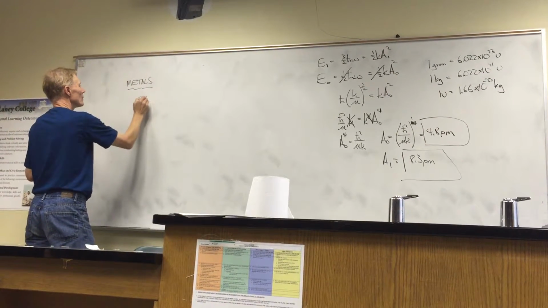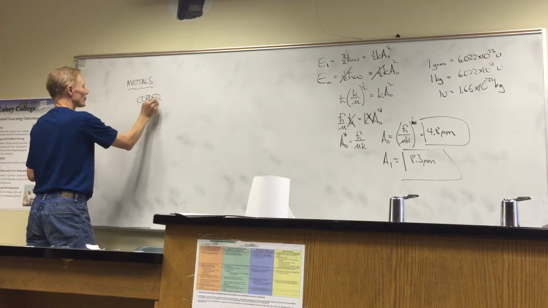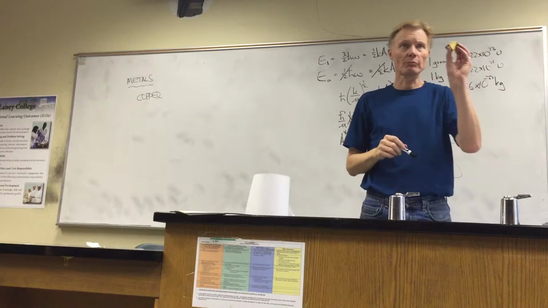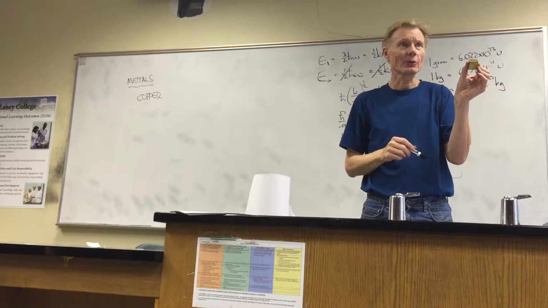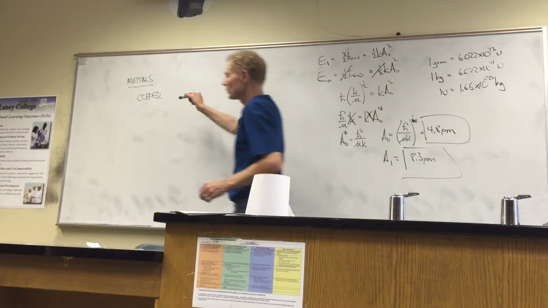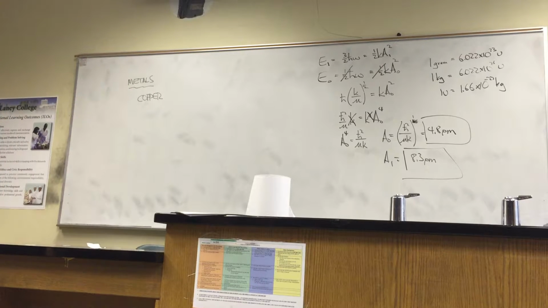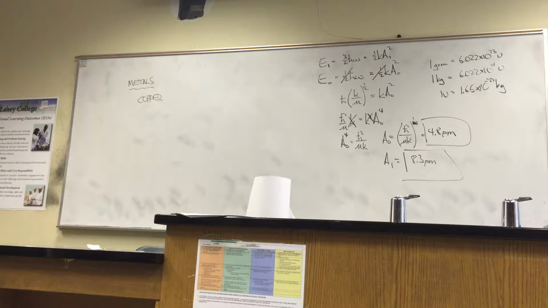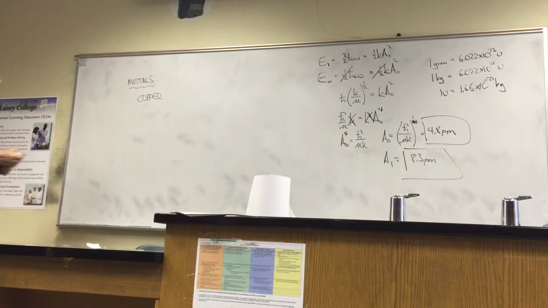So let's pick a metal. I'm going to pick copper. And I'm picking copper because this is made out of brass, and brass is mostly copper. And I wanted to pick an easy example to work from. So if I have a single copper atom, what would the electron configuration be? One copper atom.